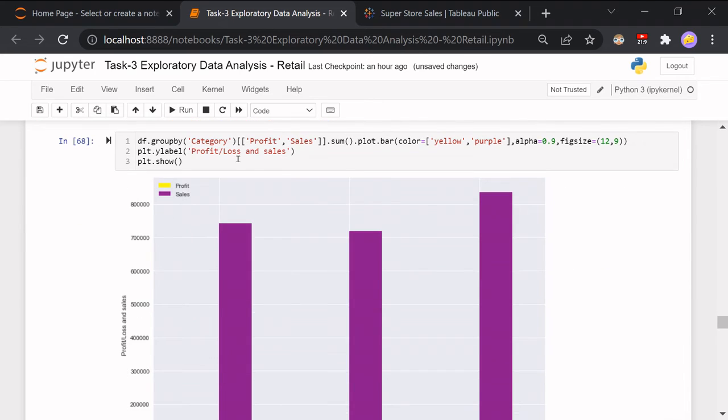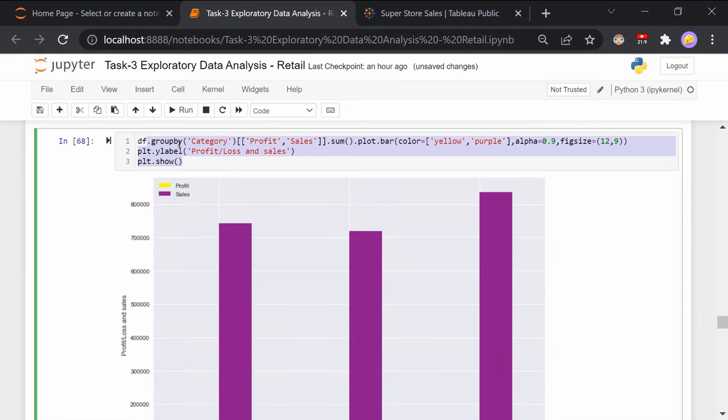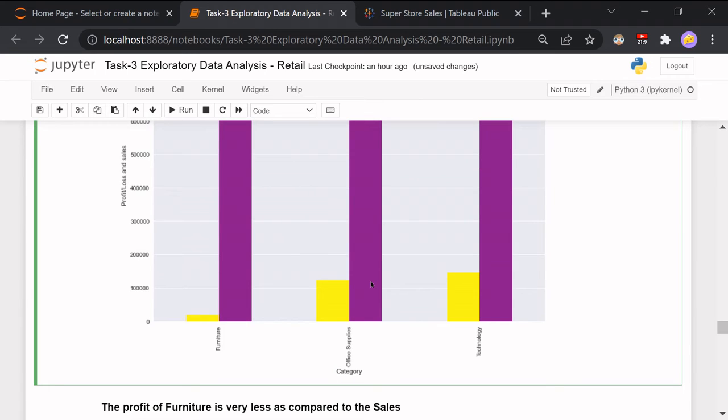Now here what I am doing is grouping by category, and doing the same as I have done above, that is the total sum. As you can see, we are getting the least profit from furniture and a good amount of profit from office supplies and technologies.